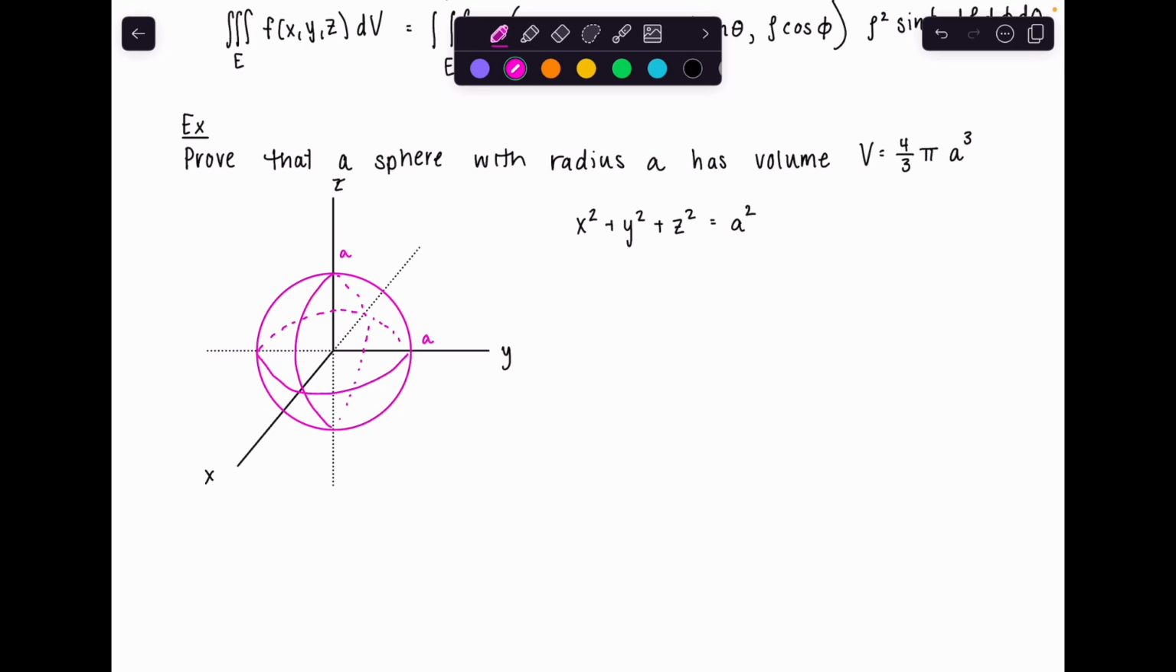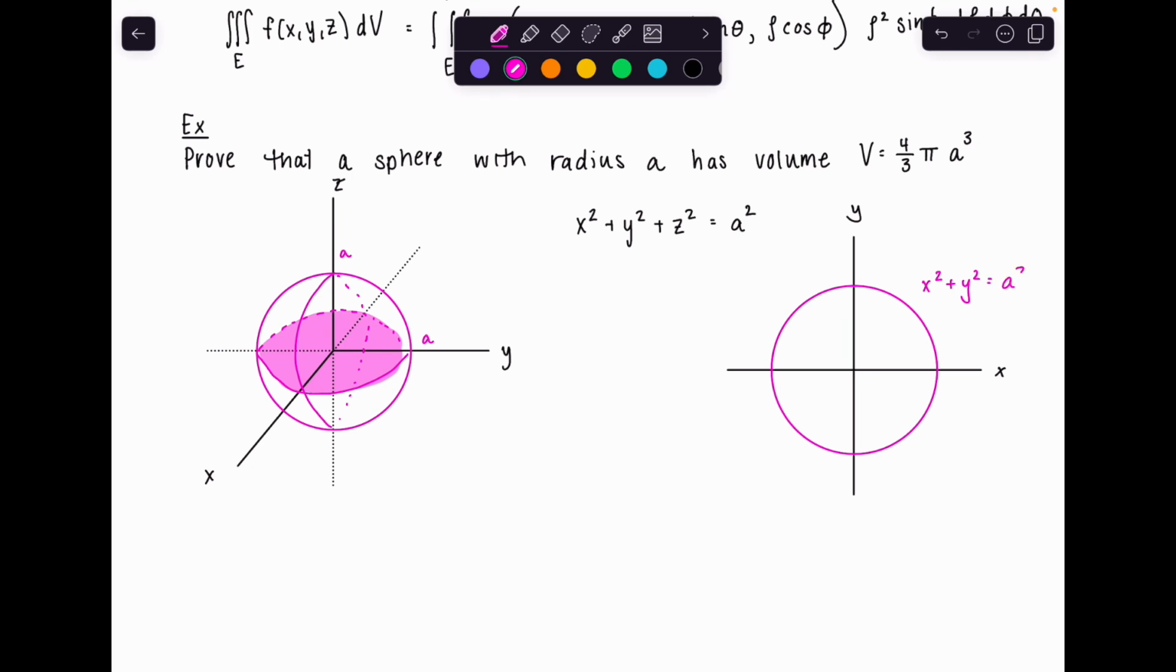So I want to go through and set this up in rectangular coordinates, in cylindrical coordinates, and then finally we'll set it up in spherical and evaluate it. So I am going to need what's going on here in the XY plane for both rectangular and cylindrical coordinates. So I'm going to draw that off to the side. So here's my XY plane, and we've got our circle of radius a. So this would be x squared plus y squared is equal to a squared.